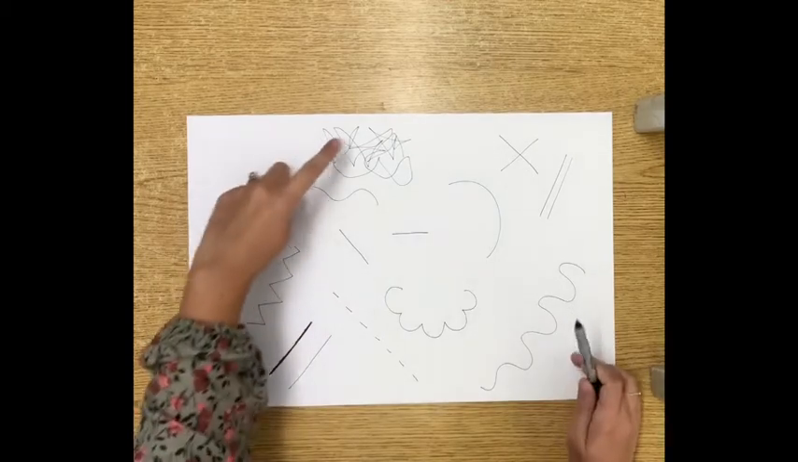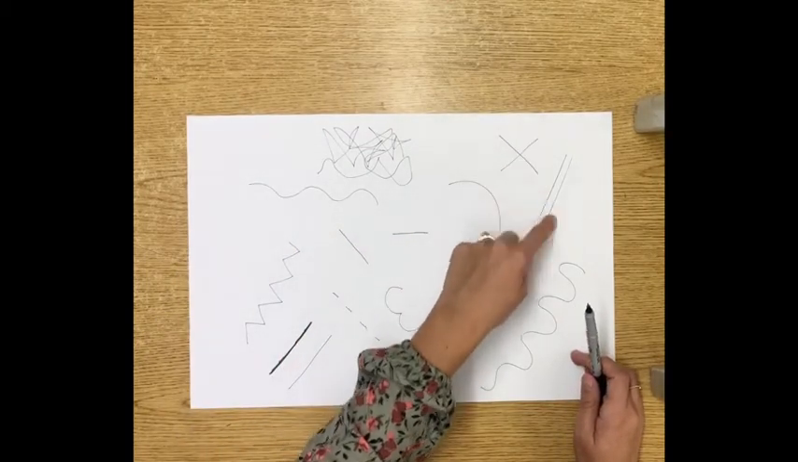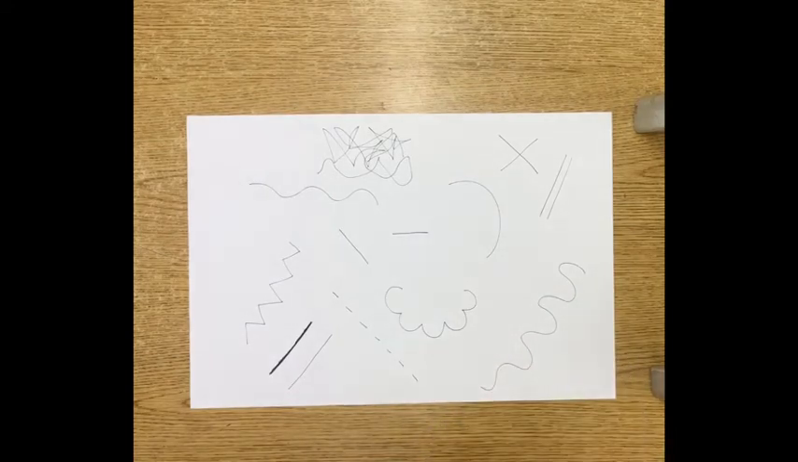And let's count how many I have. 1, 2, 3, 4, 5, 6, 7, 8, 9, 10, 11, 12, 13, 14, 15. Oh my gosh, 15 lines. That's a ton. Let me see if I can think of one more.